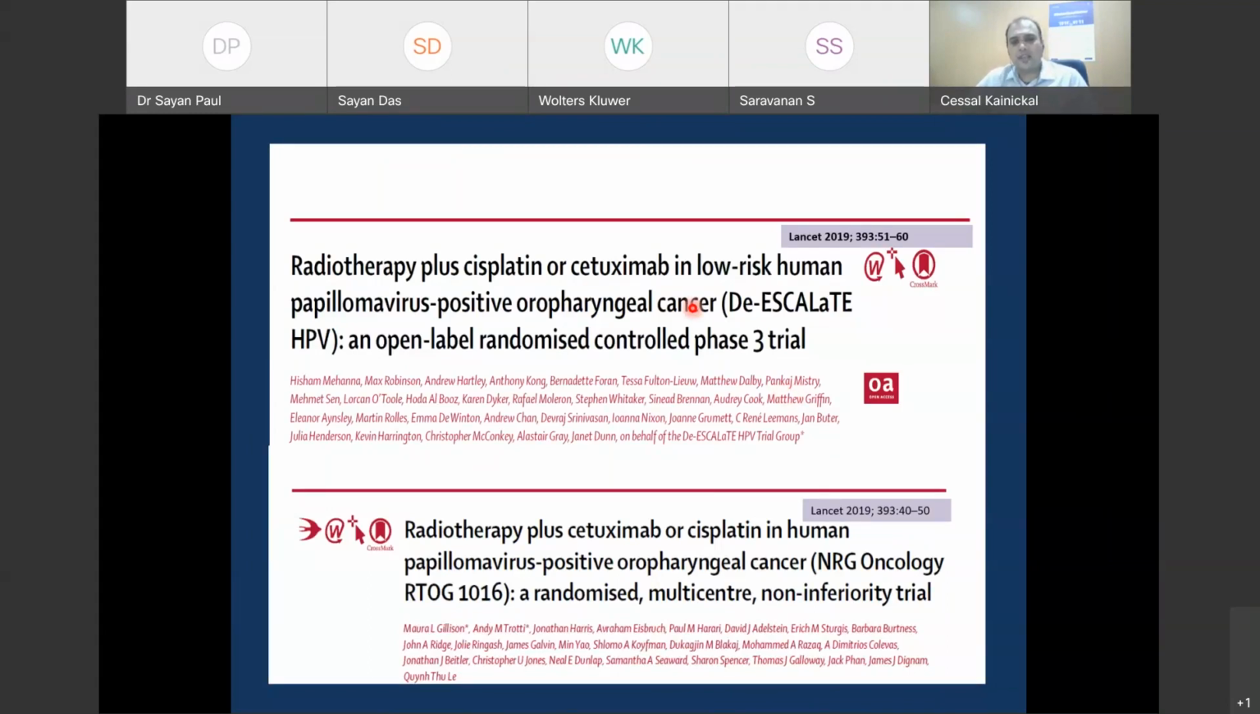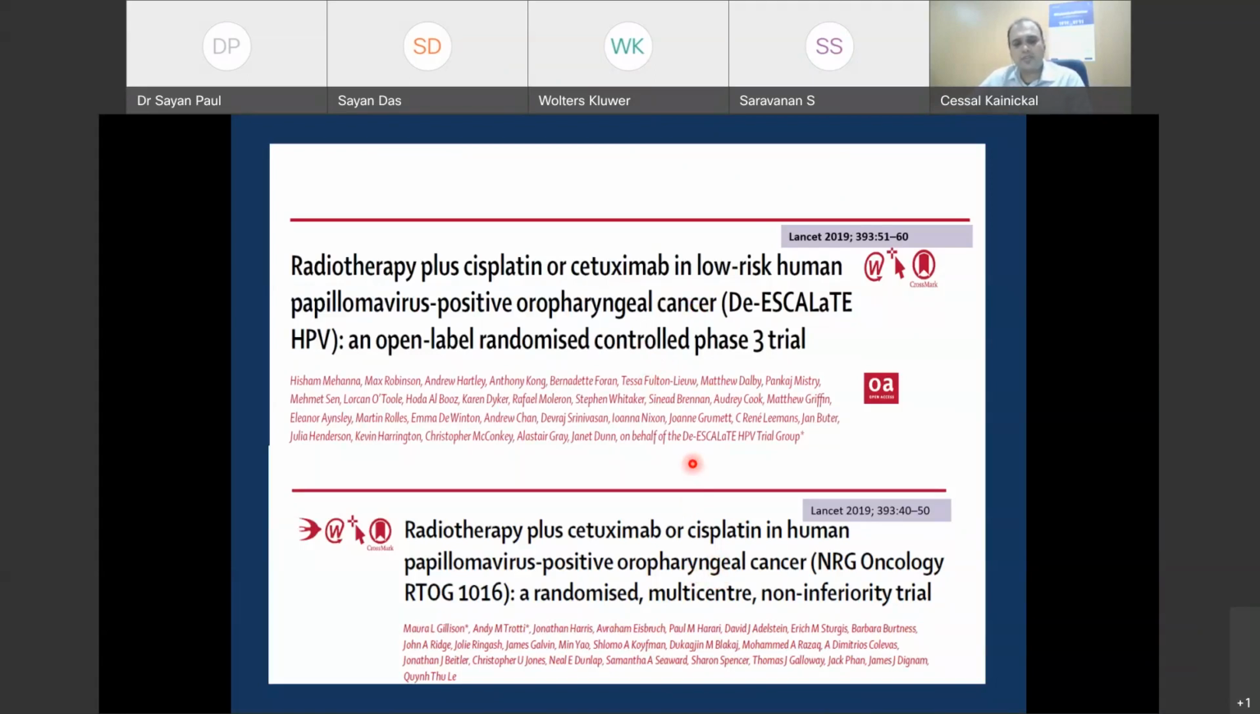The De-ESCALaTE trial used low risk patients. In the RTOG 1016, it was low risk and intermediate risk patients. Toxicity was the primary endpoint of the De-ESCALaTE trial. Overall survival was the endpoint in the RTOG 1016. The same regimen was used: IMRT plus cisplatin, or IMRT plus cetuximab.